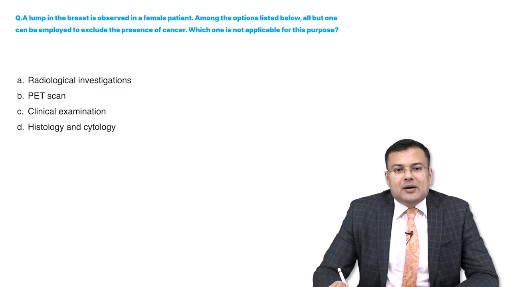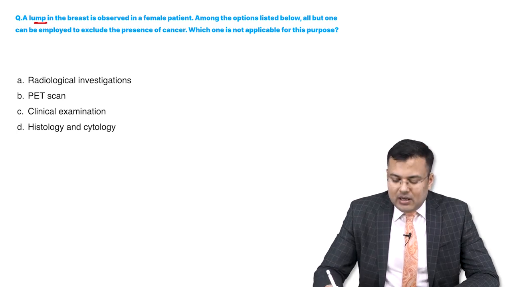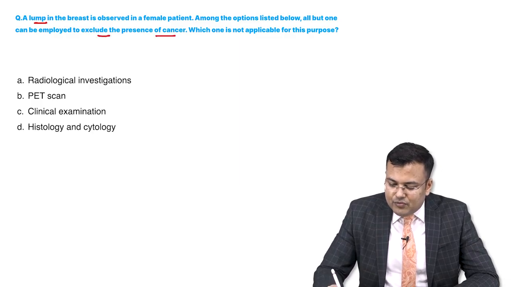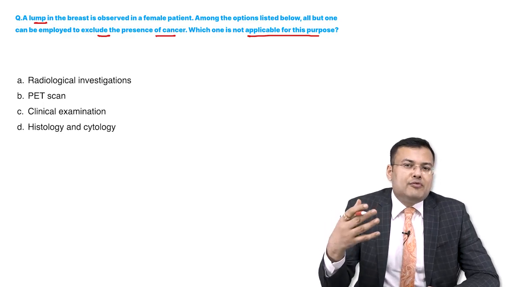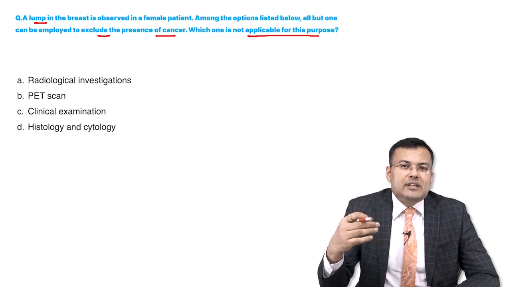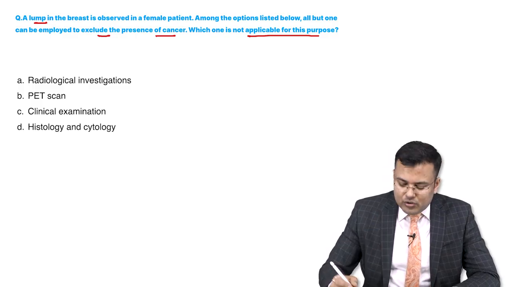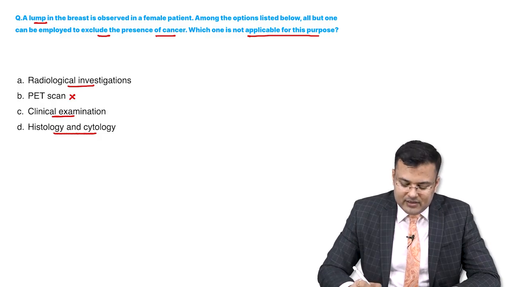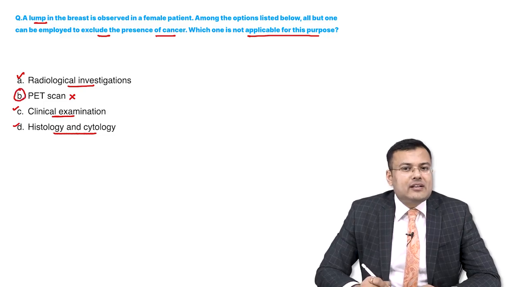Now see this question. A lump in the breast is observed in a female patient. Among the options listed below, all but one can be employed to exclude the presence of cancer. Which one is not applicable for this purpose? So usually if a patient comes to us, we go for triple assessment. What are the components of triple assessment? Clinical signs and symptoms, imaging, tissue sampling. So clinical examination, radiological investigation, histology and cytology. PET scan is not part of triple assessment. So A, C, D are parts of assessment. B is not. So correct answer is B.